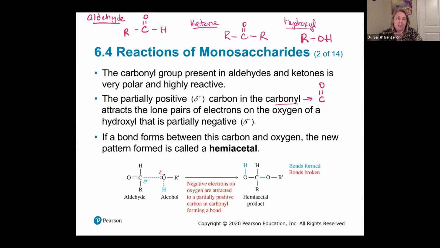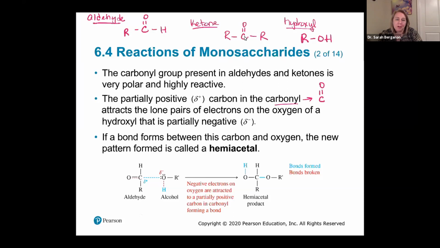So remember your functional groups, right? There's a carbonyl that's present in aldehydes. So what I've drawn up here for you is an aldehyde. And so we have this carbonyl group right here, and it's present in the aldehyde. We also have a carbonyl group present here in a ketone. In both cases, this carbonyl group is very, very reactive. It's very polar, right? There's a big electronegativity difference between oxygen and carbon. So it's very polar, and that makes it very, very reactive. And so we end up getting a partial positive on our carbon and then a partial negative on the oxygen.